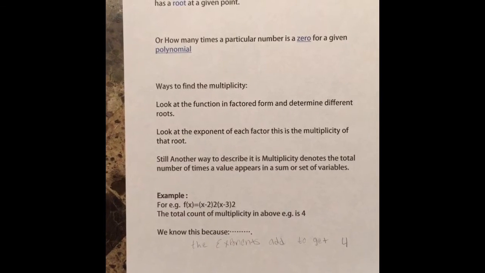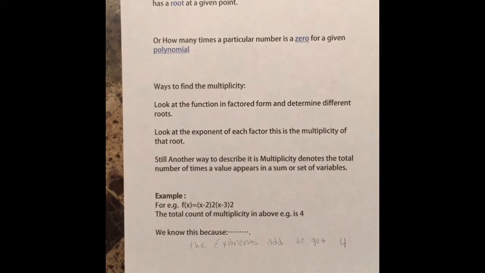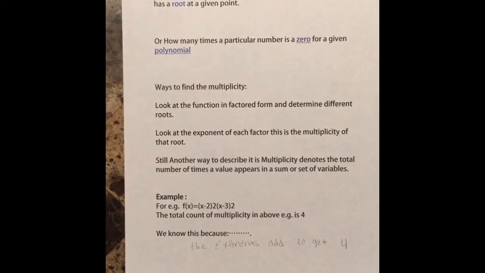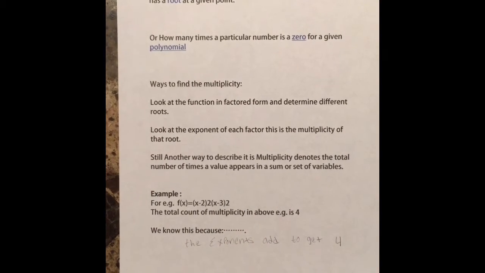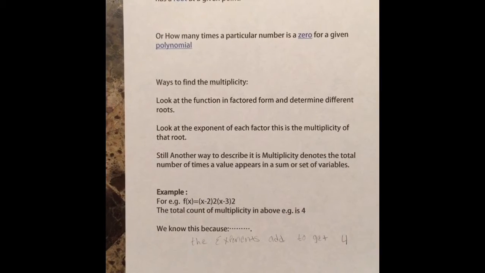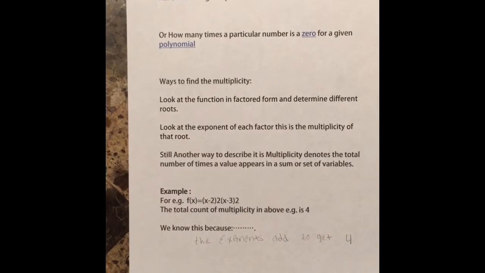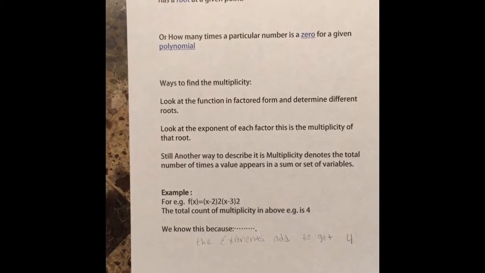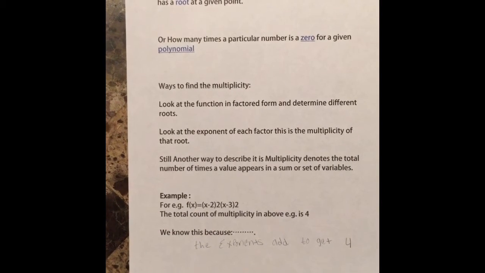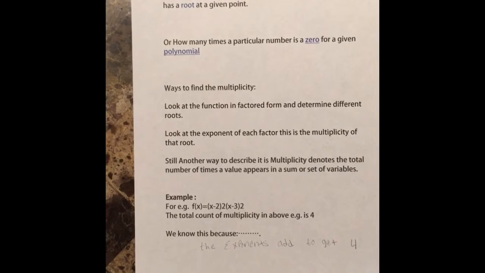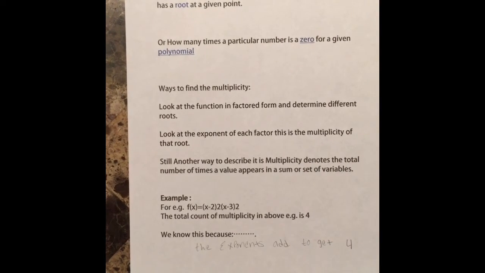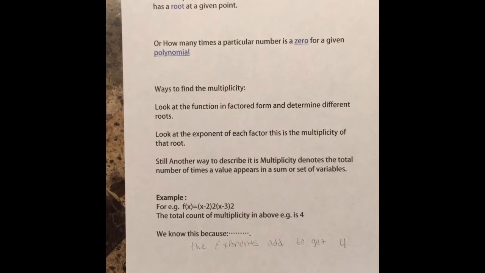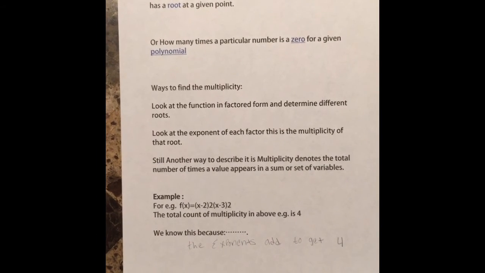Still another way to describe it is that multiplicity denotes the total number of times a value appears in a sum or set of variables. For example, the function (x minus 2) squared plus (x minus 3) squared. The total count of multiplicity in the above example is 4. We know this because the exponents add together to get 4.